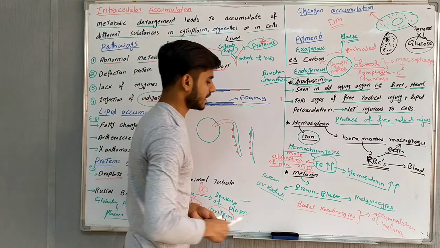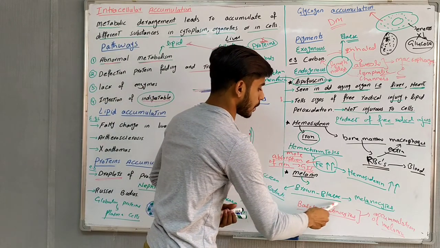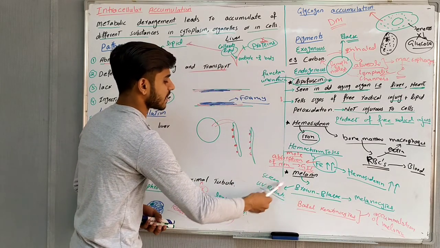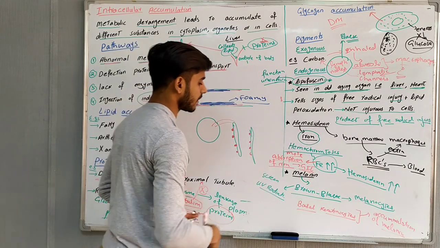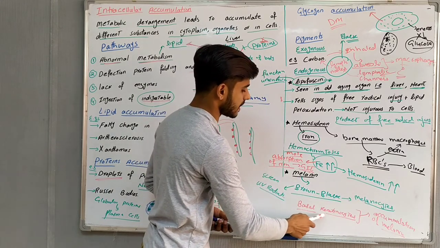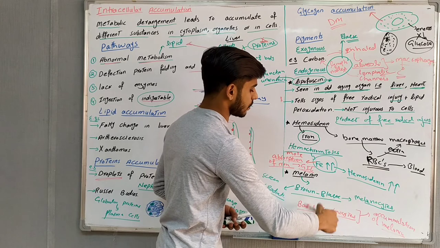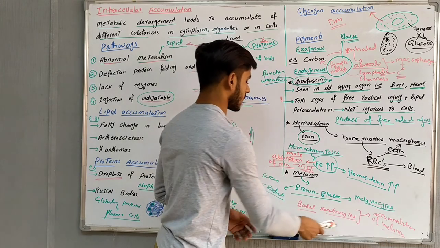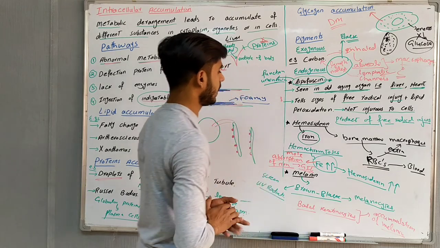I will repeat again that melanin is a brown pigment produced by the melanocytes, and its function is protection from the ultraviolet radiation. But along with these cells, there are also some cells present named the basal keratinocytes. These basal keratinocytes will cause the accumulation of melanin in our skin. So it will cause melanin accumulation in our body.